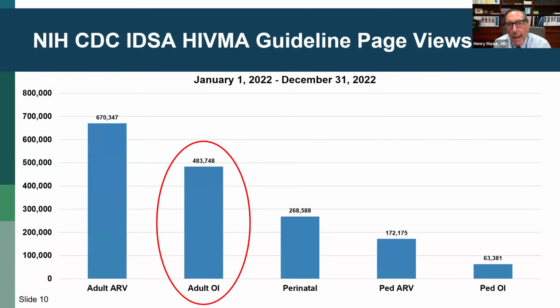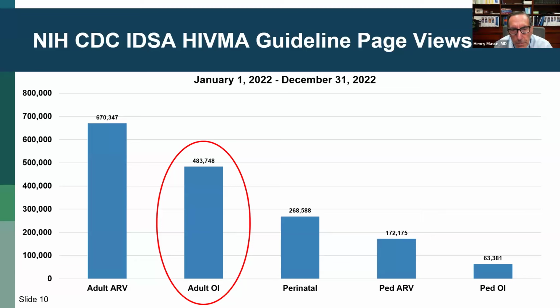Because I've been working on the guidelines for a long time, I think the guidelines give you some window on how often providers at least think they're dealing with opportunistic infections, and hopefully that's the case. And these are data from the 5 NIH-sponsored guidelines on HIV. The one on the left is for antiretroviral therapy. The 3 on the right are pediatrics. The one we're focused on is circled in red. And that shows there are about 500,000 page views on opportunistic infections per year.